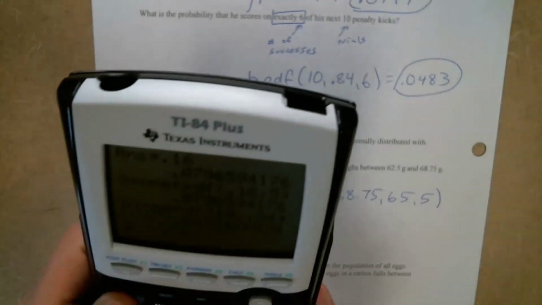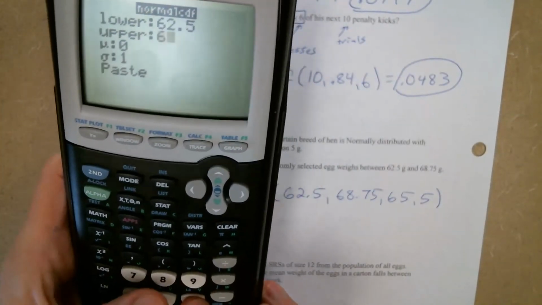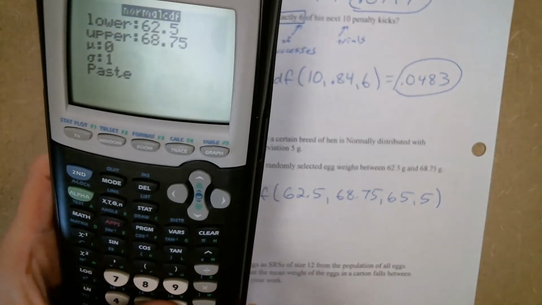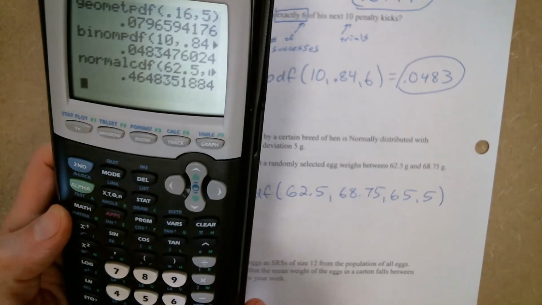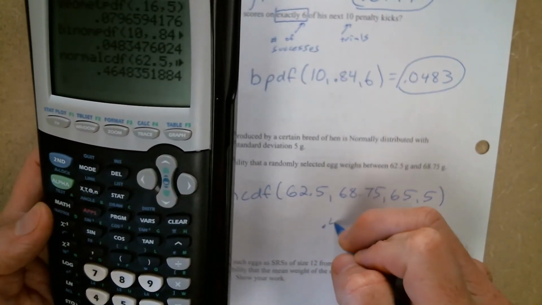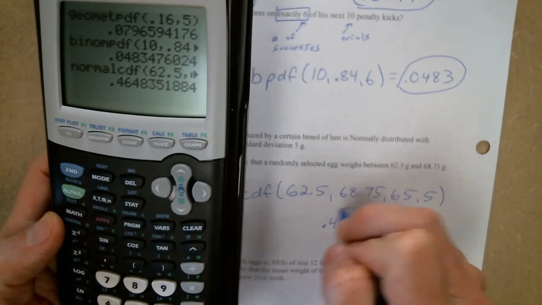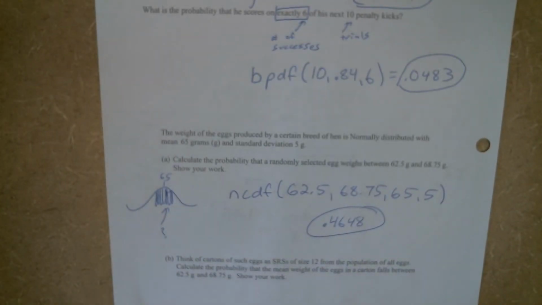All right, so distribution, normal CDF, 62.5, 68.75, and the mean is 65, the standard deviation is 5. That'll give us 0.4648. All right, so 46.48%.